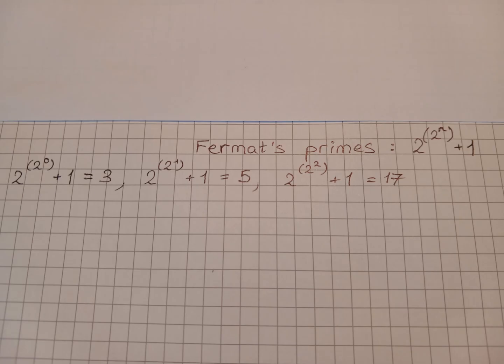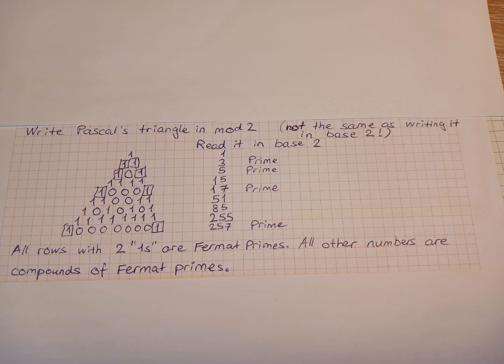If you write Pascal's triangle in mod 2 and then read it in base 2, you'll get all of Fermat's primes. Fermat's primes are prime numbers which can be expressed as 2 to the (2 to the n) plus 1, n being a natural number. And the interesting thing is that in these rows, you will only get Fermat's primes and compounds of Fermat's primes. You will never get any other primes.